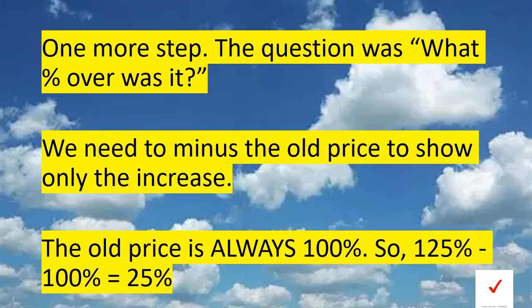One more step. The question was, what percent over was it? So 125% is not the correct answer. We need to minus the old price to show only the increase. So the old price, always 100%. So 125% that we just calculated minus 100%, the old price, equals 25%. So the house has cost 25% more than he thought it would.